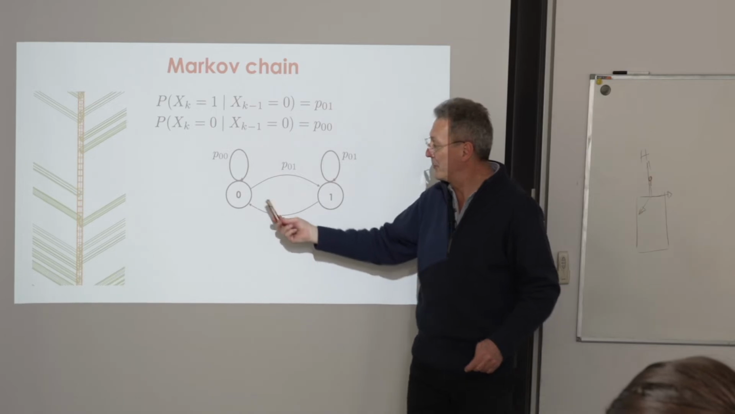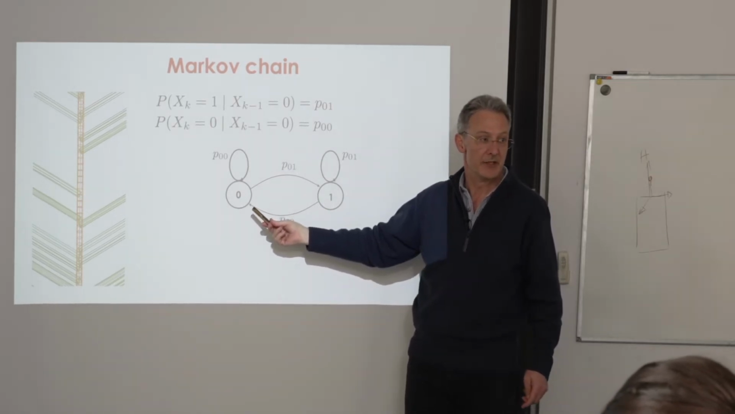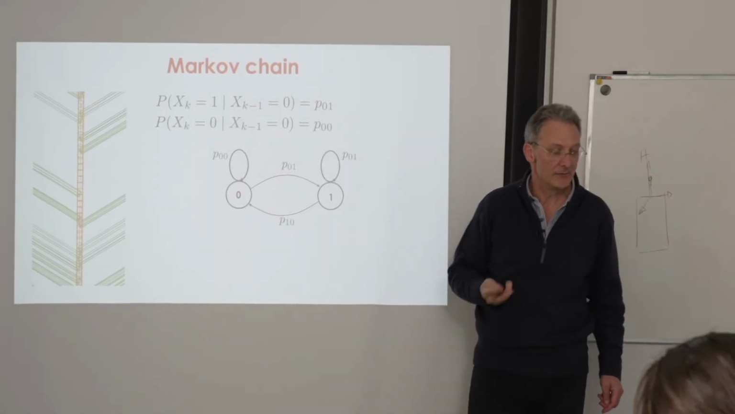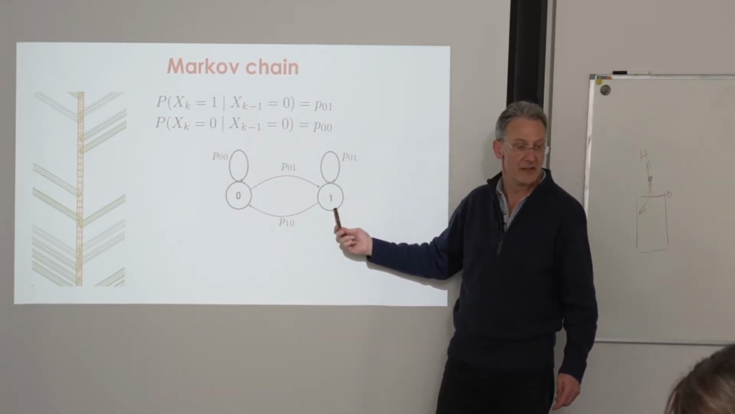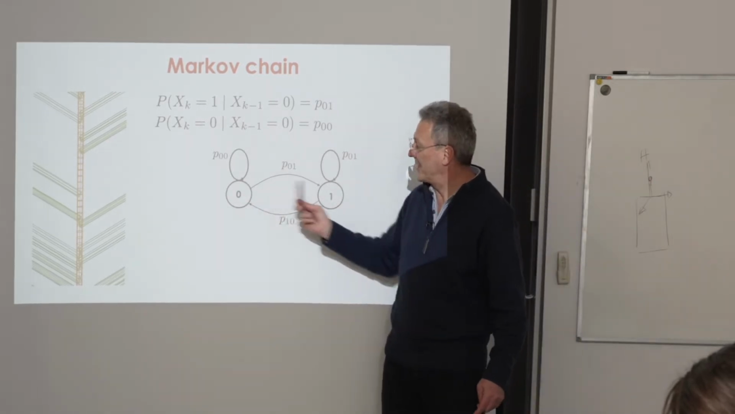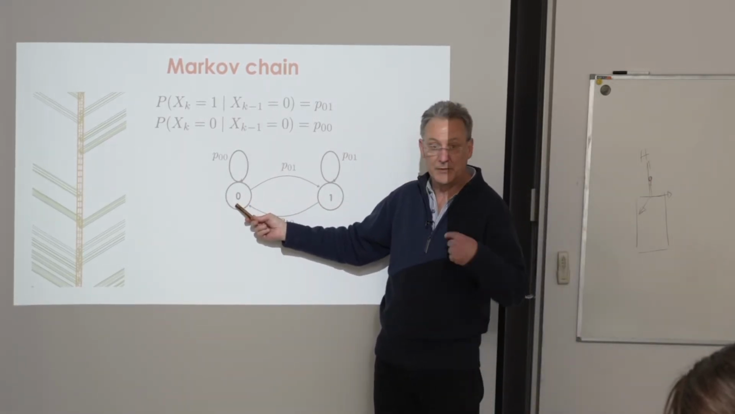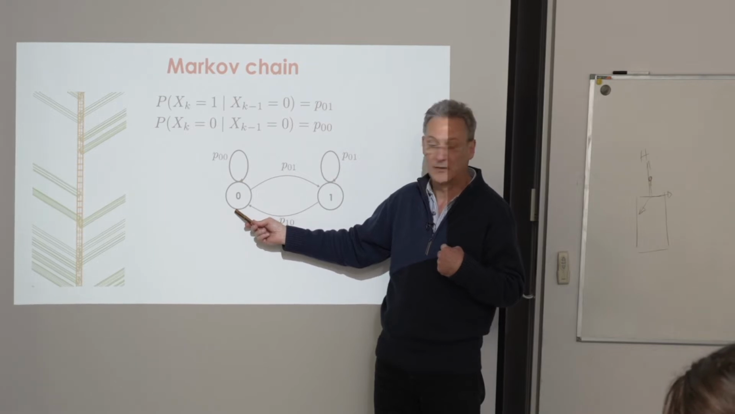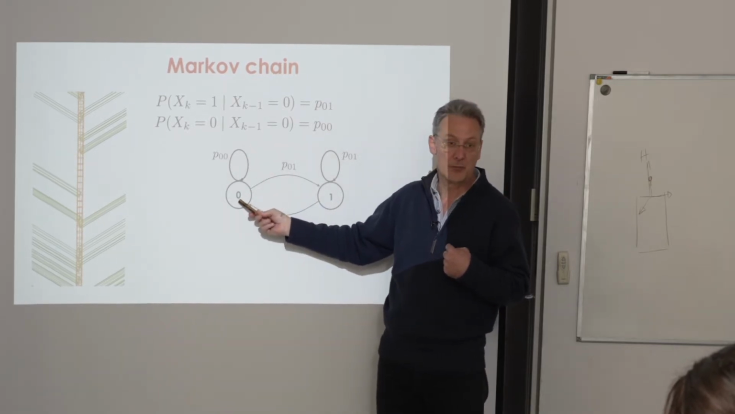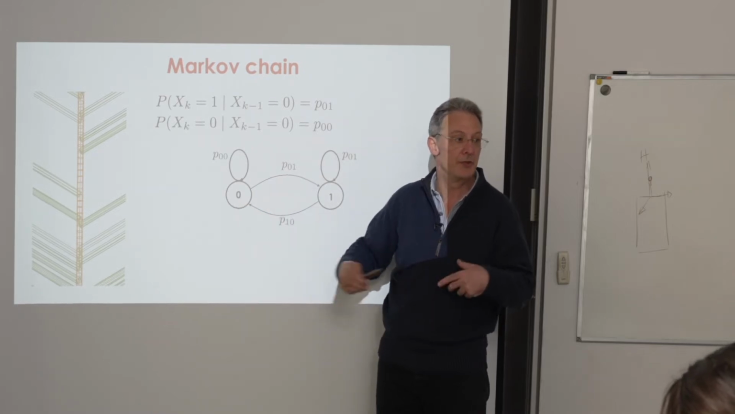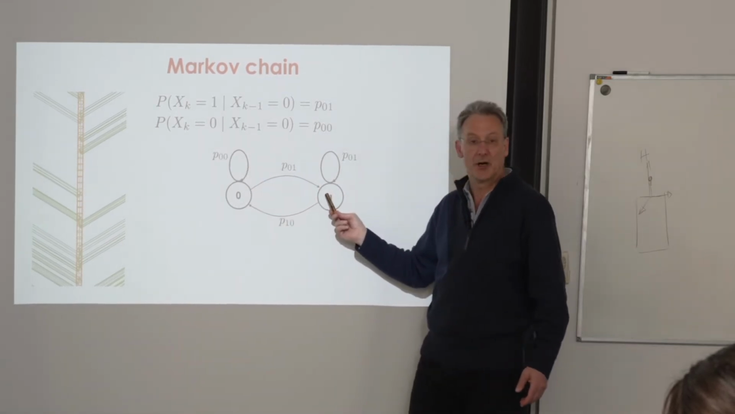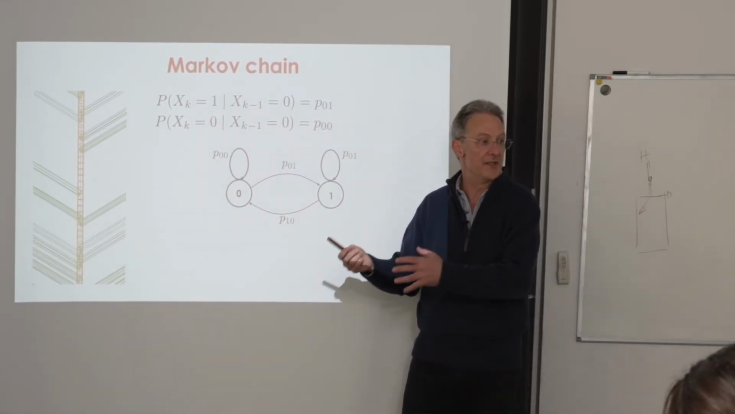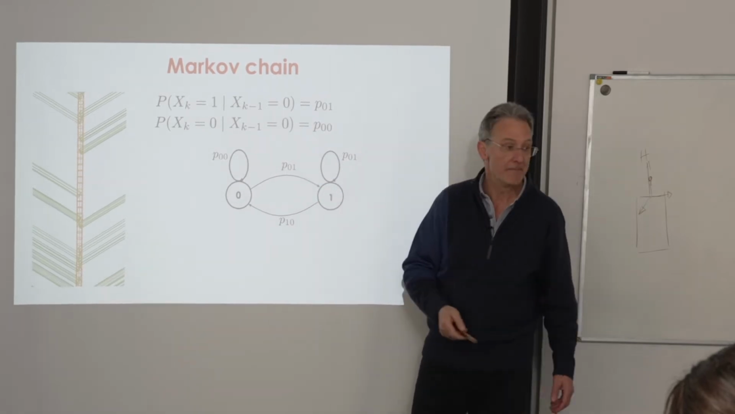This system can be represented by this graph. Can you all see why? So this is the state of having 0 leaf. This is the state of having 1 leaf. What this diagram says is that if I am in a 0 leaf state at node k minus 1, I can stay in this state of 0 leaf with the probability p00. So the probability to remain empty is p00. The probability to get to the other state is, of course, 1 minus p00, and it's called p01. Okay?